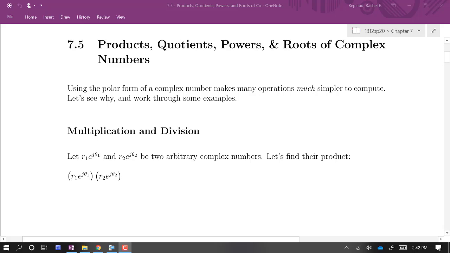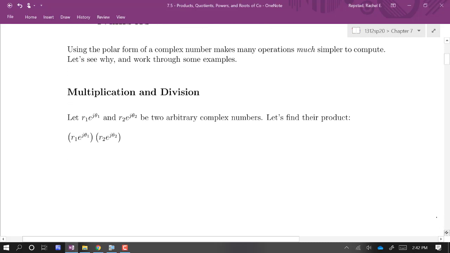All right, in this section, we're going to see why polar form is so helpful. It makes certain calculations so much easier to do. In fact, multiplication, division, raising numbers to powers, and finding roots of complex numbers become totally doable if we use polar form.